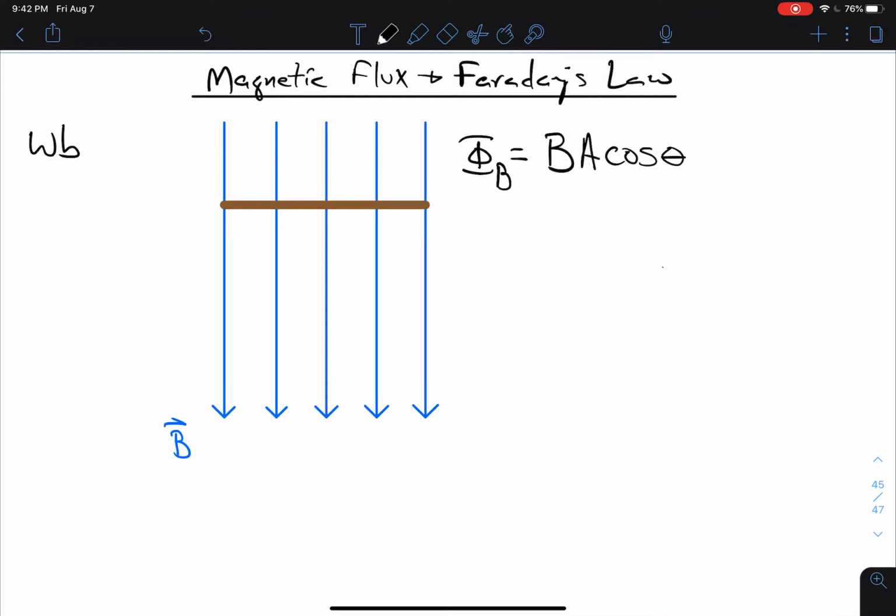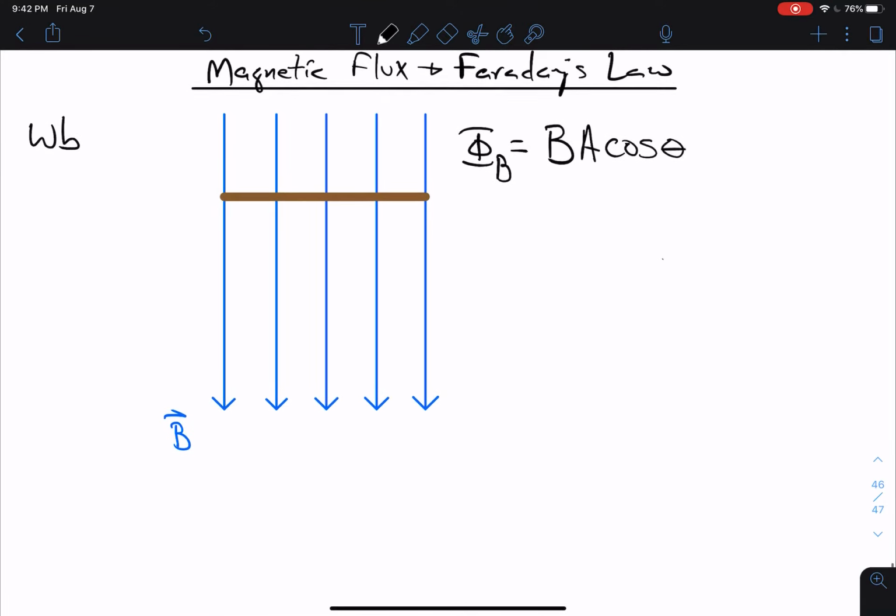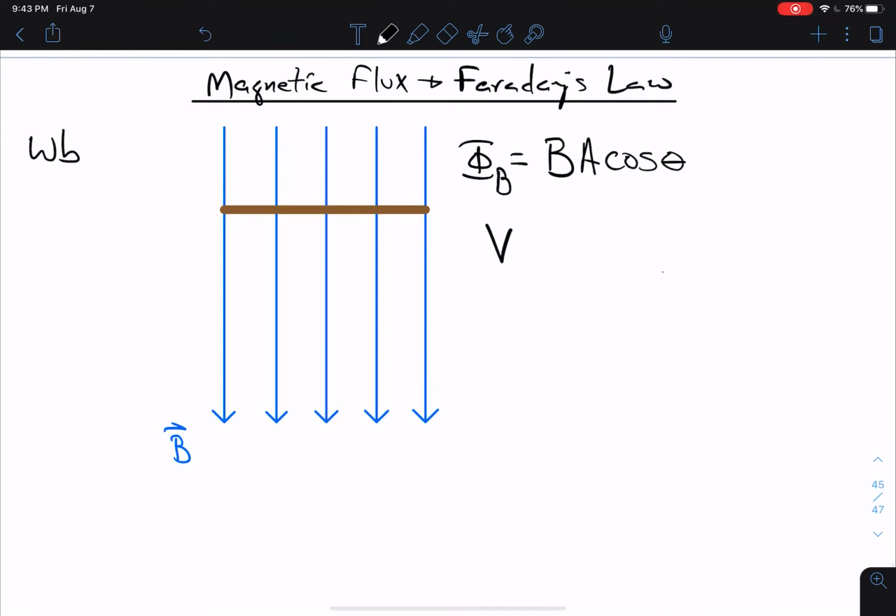Okay, now I want to talk about Faraday's law. Faraday's law is an extremely important law. And this is the formula for it. What Faraday's law says is that a changing magnetic flux induces a voltage. And that word induce just means creates. So a changing magnetic flux creates a voltage.